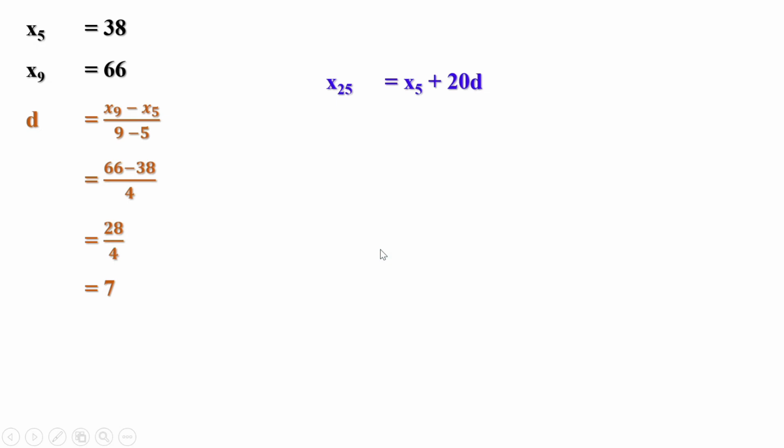25th term equal to fifth term plus 20 times common difference. You can find the 25th term using ninth term also. 25th term equal to ninth term plus 16 times common difference. So here I have used fifth term, and fifth term is 38. Common difference is 7. So 38 plus 20 into 7. Now 20 into 7 is 140. So that is 38 plus 140, that is equal to 178. That is, the 25th term is 178.